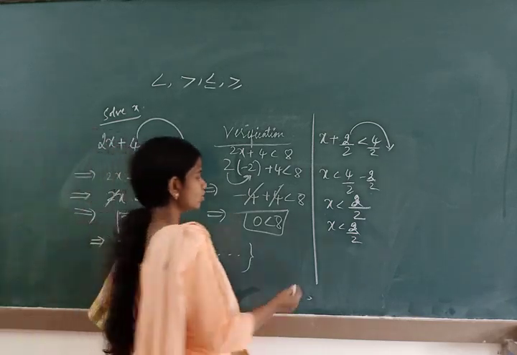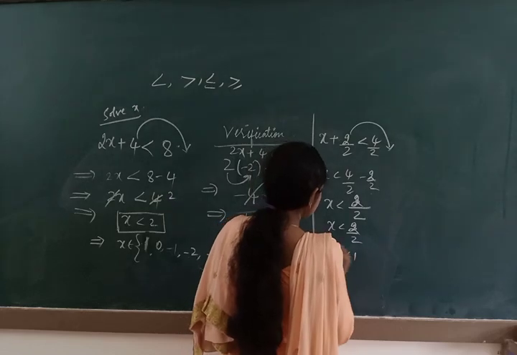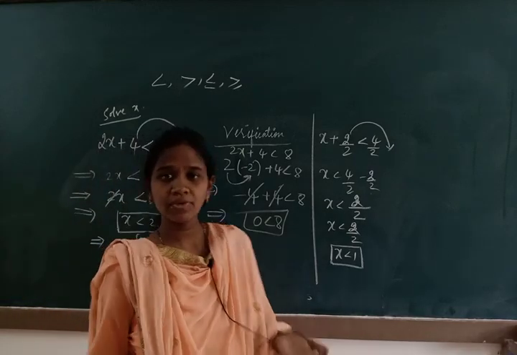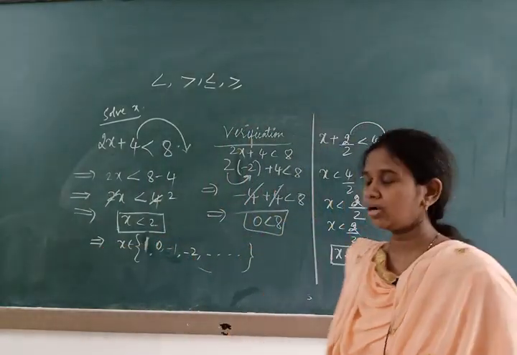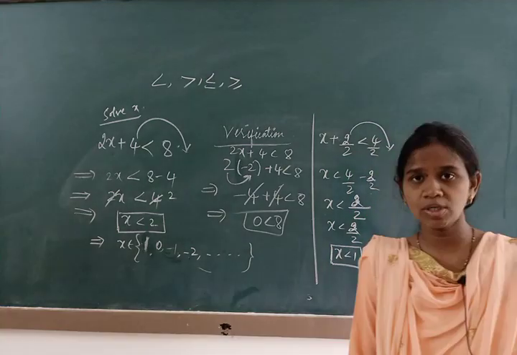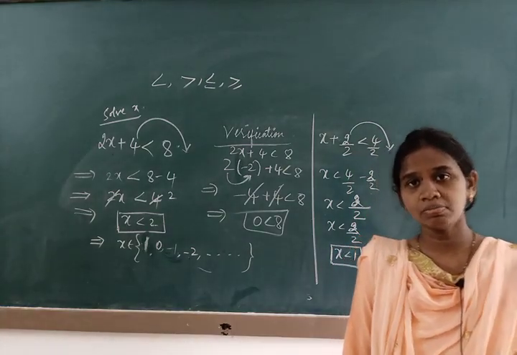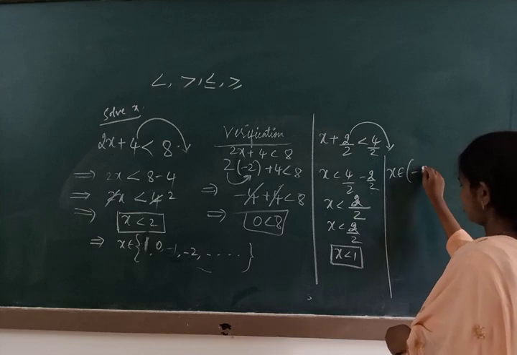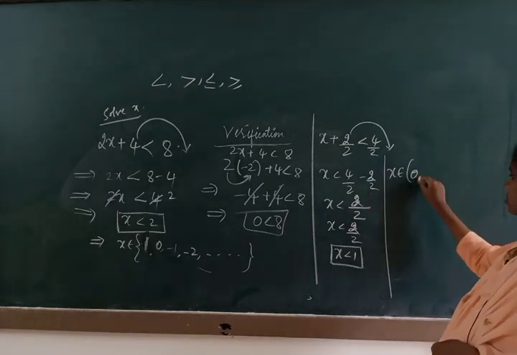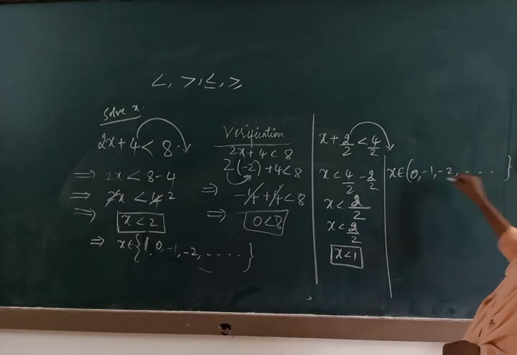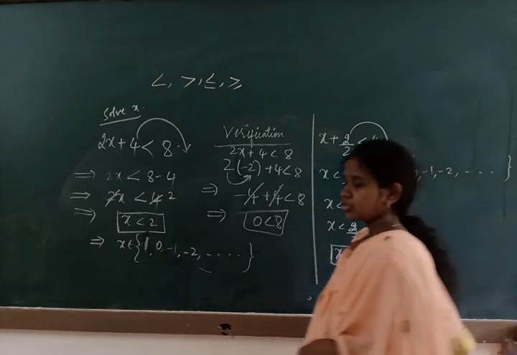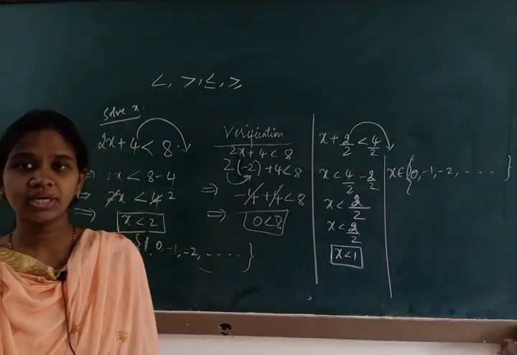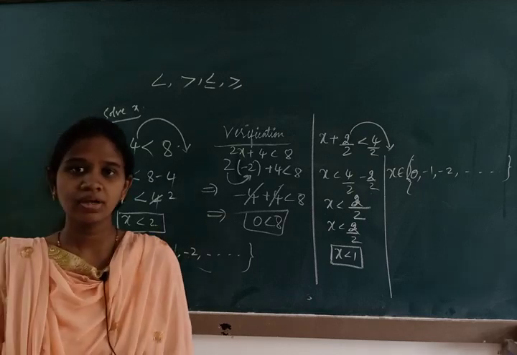So, cancel out, you are going to get x lesser than 1. It means that whatever the value of x we are choosing, it should be lesser than 1. Lesser than 1 means what values will come? 0 will come, minus 1, minus 2, minus 3. It should be lesser than 1. I have written the values: 0 is lesser than 1, minus 1 is lesser than 1, minus 2 is lesser than 1, and so on.